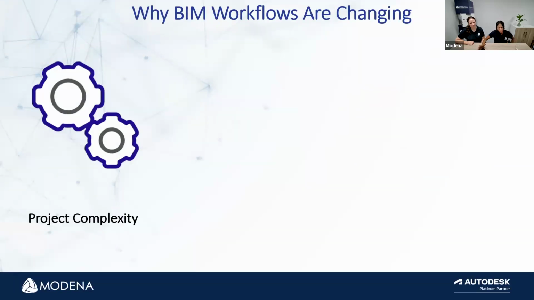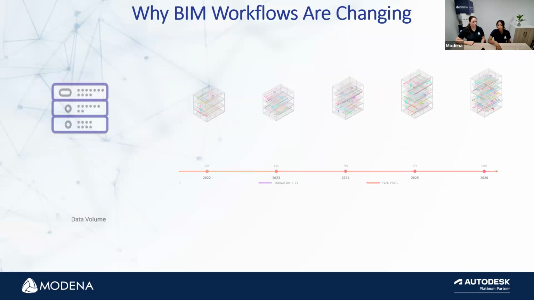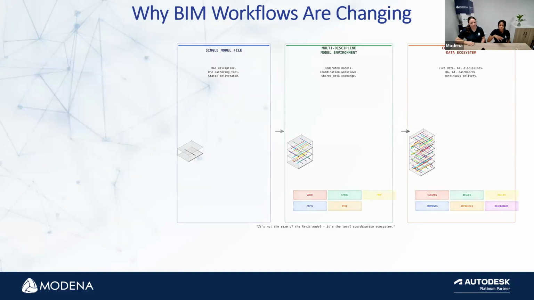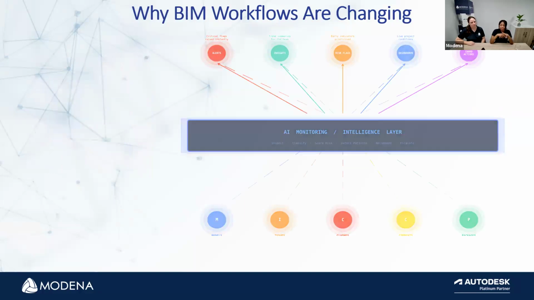Now, more about that. So project complexity. Projects went from being just one story, two story, to now becoming multi-coordinated projects. The data volume is increasing, where we're no longer working on single file models, we're working in coordinated multidisciplinary models. And also with AI technology, the intelligence layer is increasing.